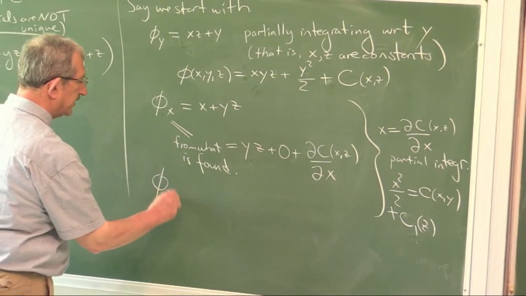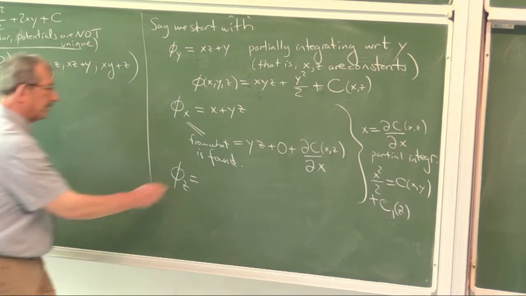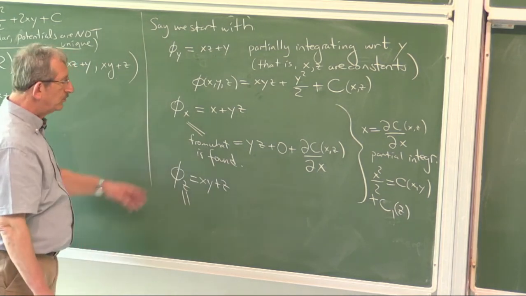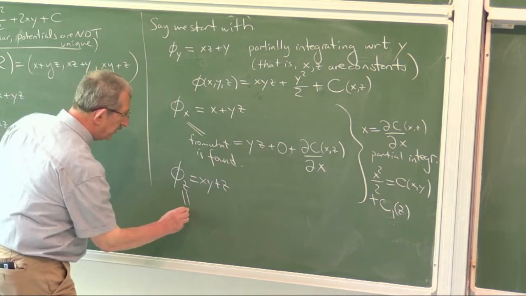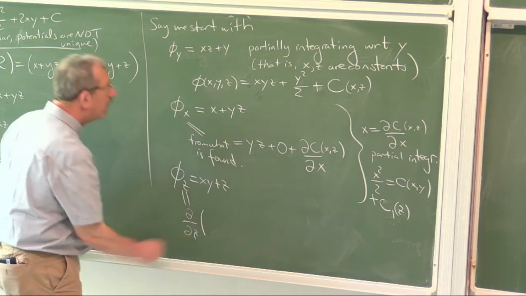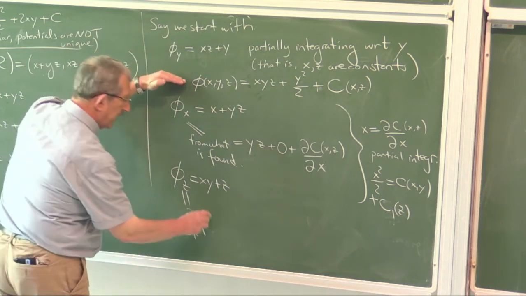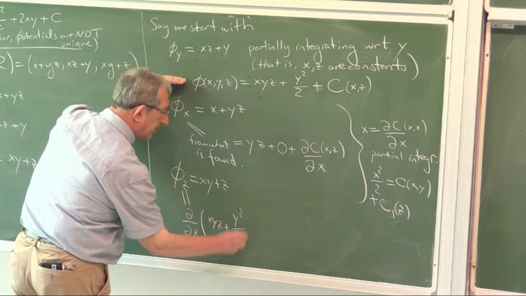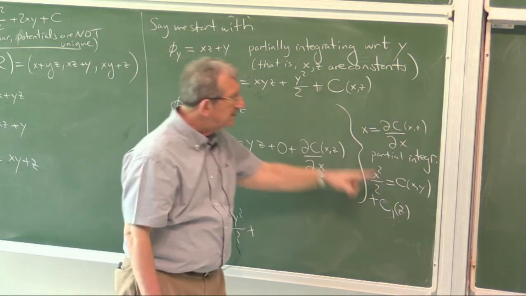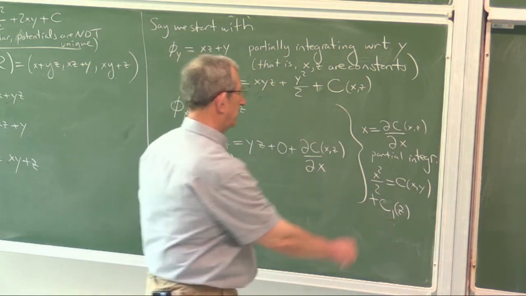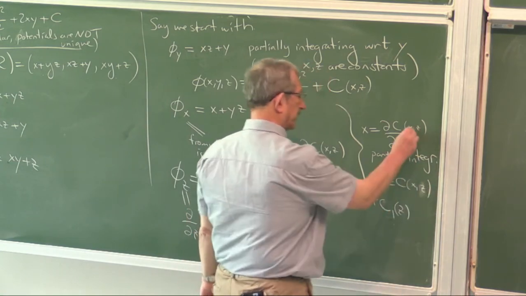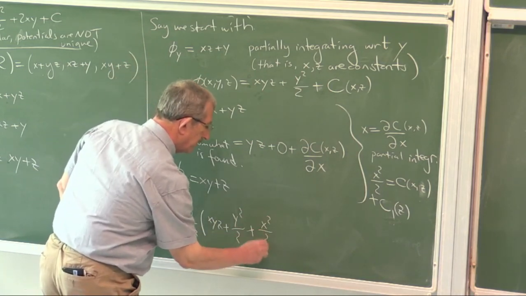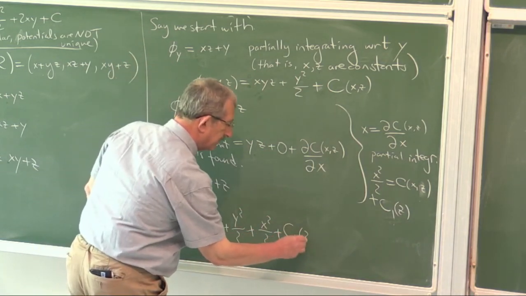Finally, phi sub z, okay, this was xy plus z, and again from what is found, well, what did we find? We take the derivative with respect to z of phi. Phi was xyz plus y squared over 2 plus c(x,z), but wait a minute, this should be z, of course, because we integrate this one. c(x,z) is x squared over 2 plus c1 of z.